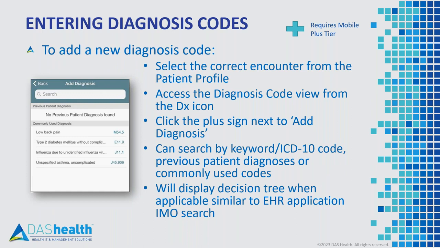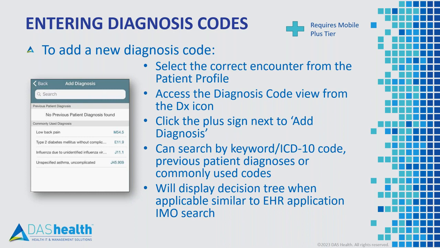So a new diagnosis code can be added. As I mentioned, you'd select that appropriate encounter from the patient profile, click that diagnosis code icon, and then from this window, a provider can search. Again, this is using the IMO search, and it's going to use kind of the same workflow as you would in the EHR. So they can use a keyword. They can even enter the ICD-10 code if they know it.